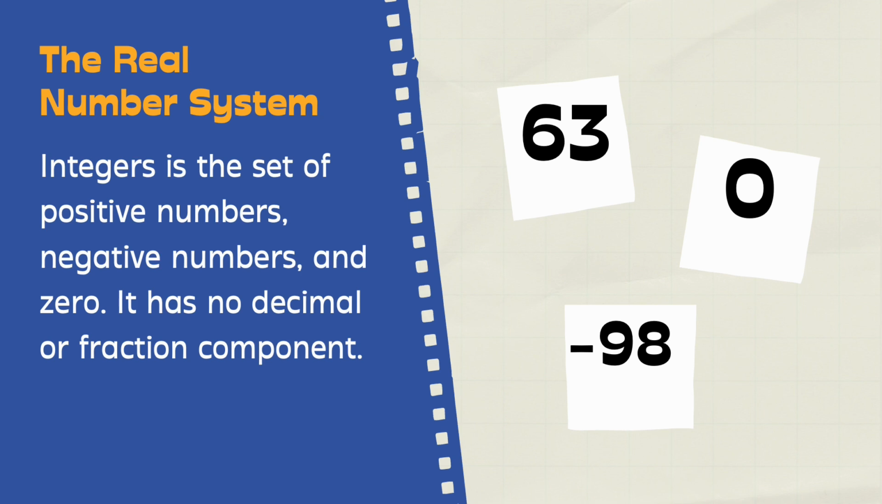If you include in the set of whole numbers negative numbers, here you will have integers. What are integers? Integers is the set of positive numbers, negative numbers, and 0. It has no decimal or fraction component. The following are the examples of integers. We have positive 63, we have 0, and we have negative 98. Remember that 0 is neither positive nor negative.